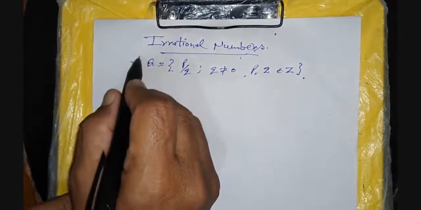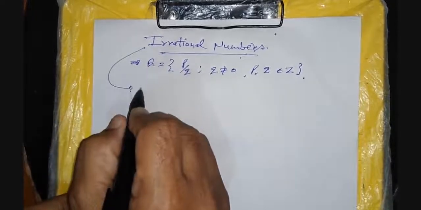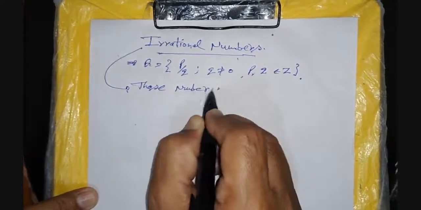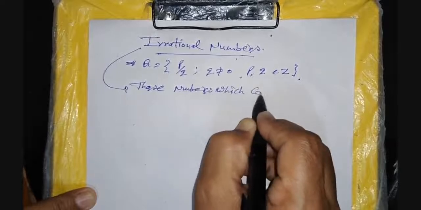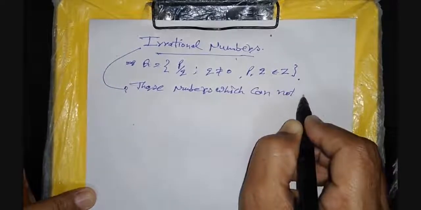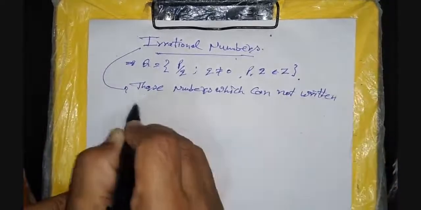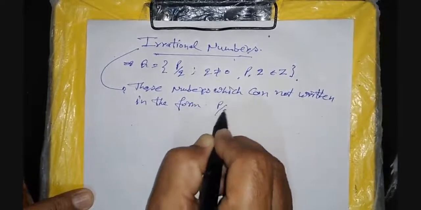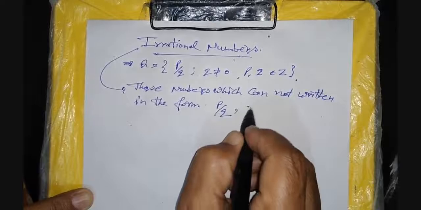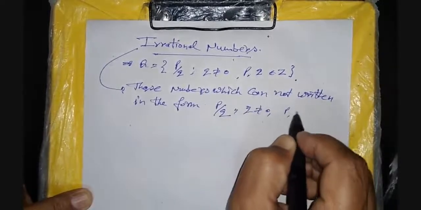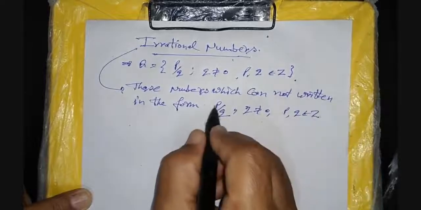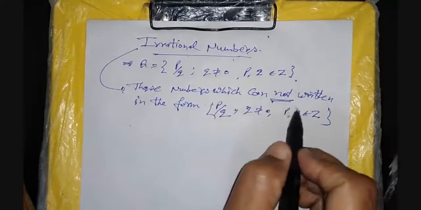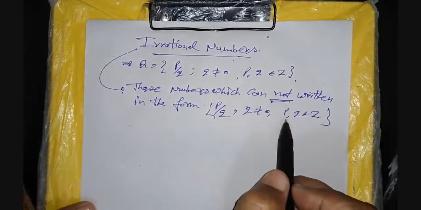What are irrational numbers? Irrational numbers are those numbers which cannot be written in the form p by q, where q is not equal to 0 and p and q are integers. If it can be written, then it is rational, and if it cannot be written, then it is irrational.